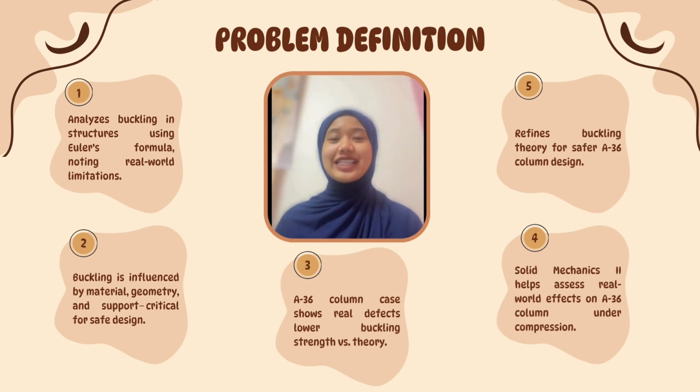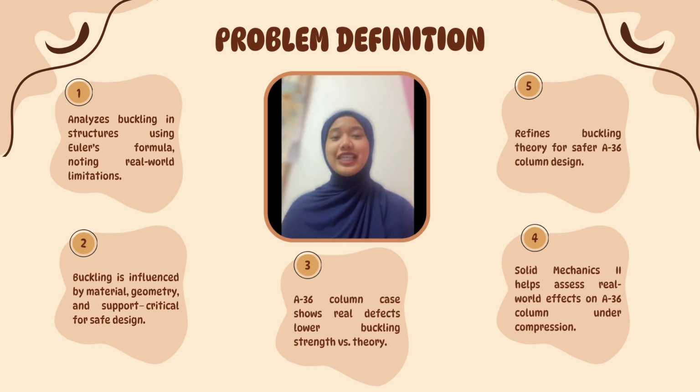In contrast, our selected real-life case study focuses on a slanting bar or column made of A36 steel, a popular structural material due to its strength and ductility. However, real-world columns often have defects like minor bends, eccentric loads, and non-ideal support conditions. Manufacturing tolerances, residual stresses, and material properties can impact these columns and lower the critical buckling load compared to theoretical values.